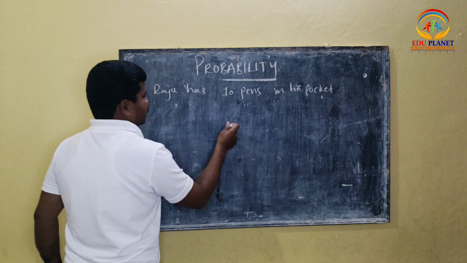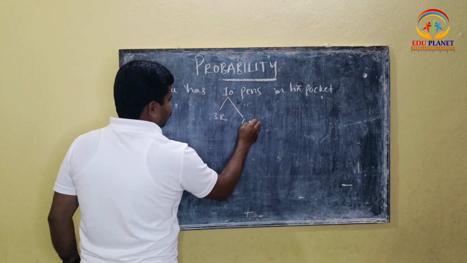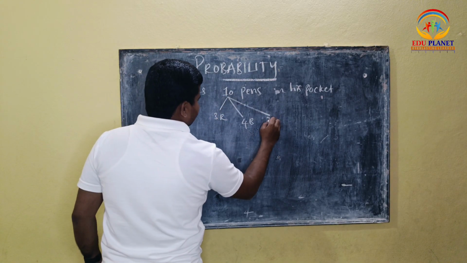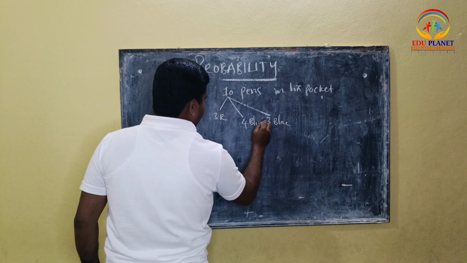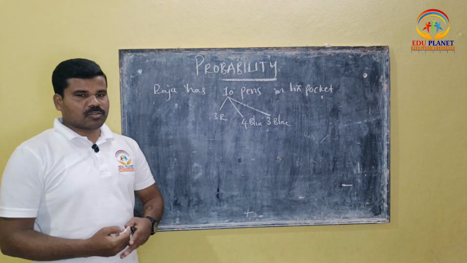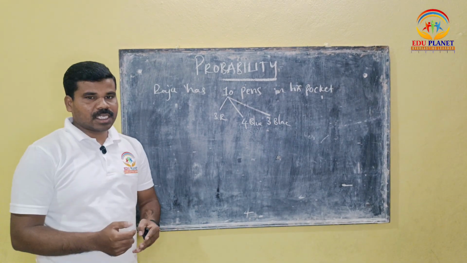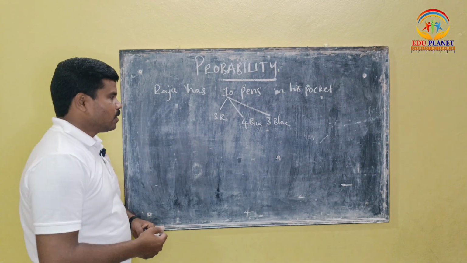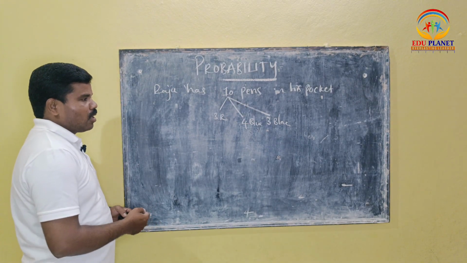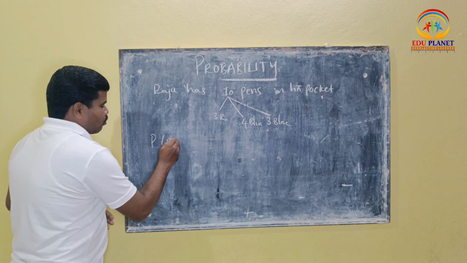Here, out of 10 pens, 3 are red pens, 4 are blue pens, 3 are black pens. Now the question is, find the probability of, without seeing, Raju picking one pen from his pocket randomly. What is the probability of getting a blue pen?